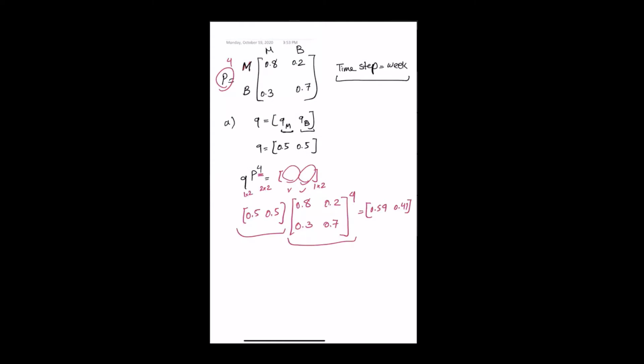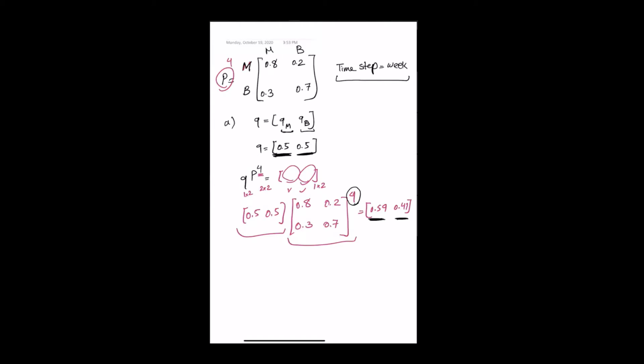Okay, so then this shows that after just 4 weeks, the market share of restaurant M has gone from 50% to 59%. It has increased. After 4 weeks, the market share of restaurant B from 50% has gone to 41%. It has decreased.